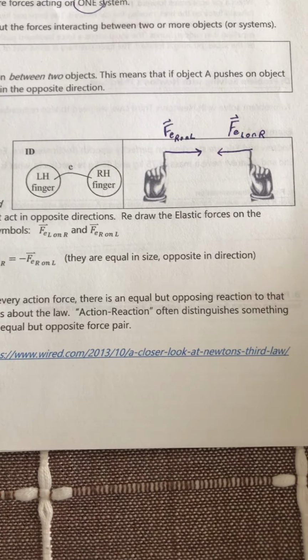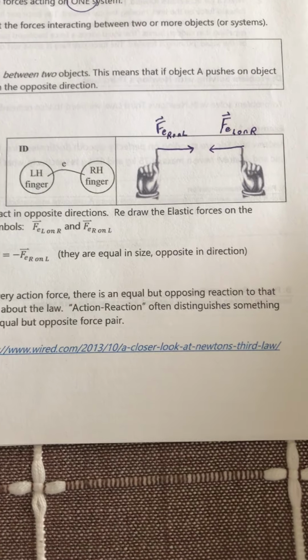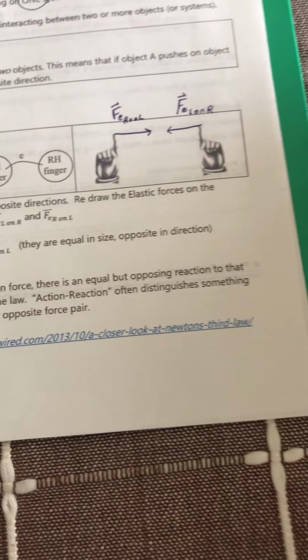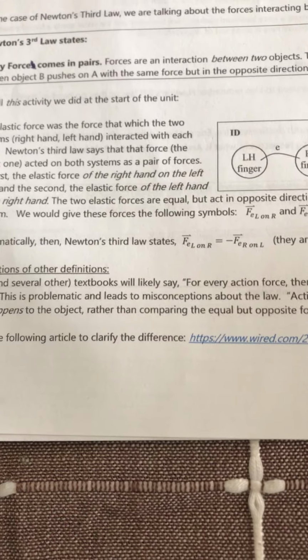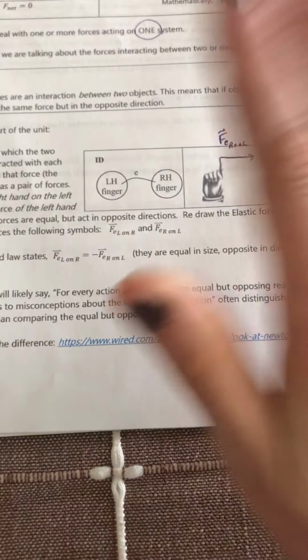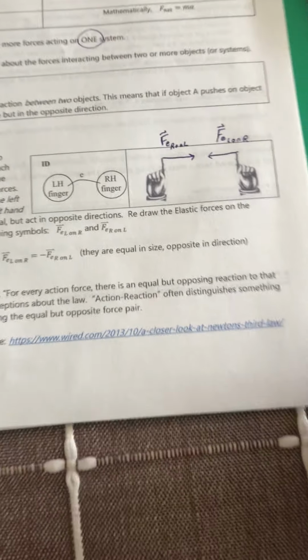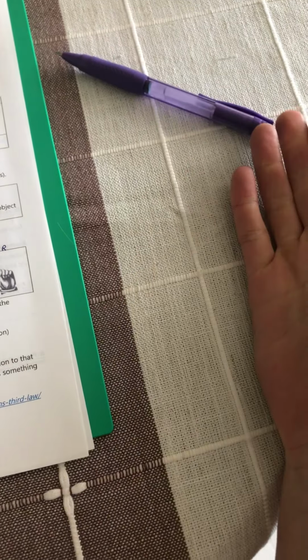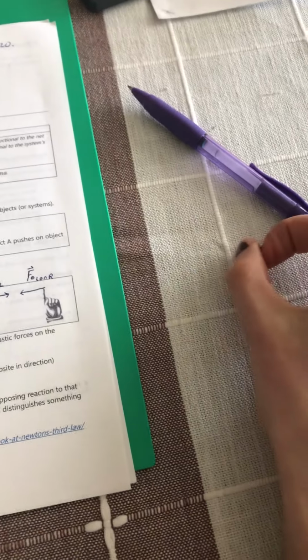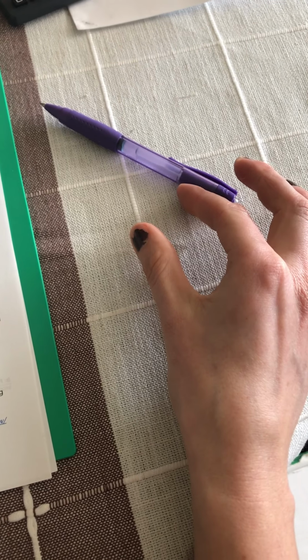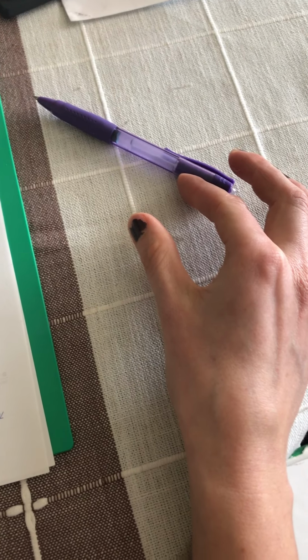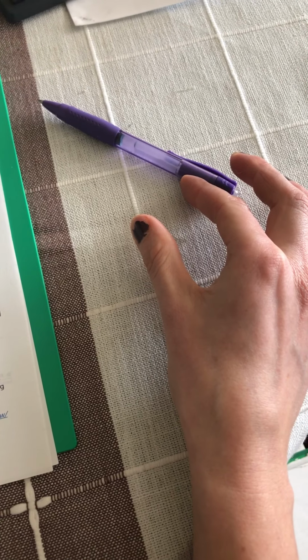But your textbook is probably going to say the following: Newton's third law is for every action there's an equal but opposite reaction. This is problematic because to say that there's an action and a reaction is to say that something is happening because of something else. For example, if I flick the pen, it moves because I flicked it. That's not the action-reaction. What happens is during that interaction, during the time that I'm touching the pen, the pen applies a force on me and I apply a force on the pen. That's the third law difference.